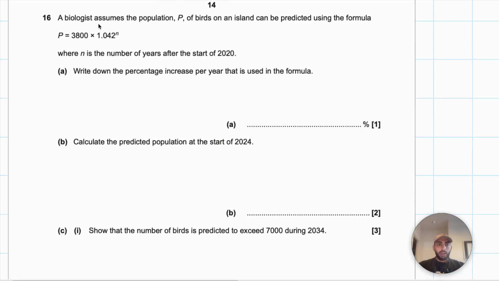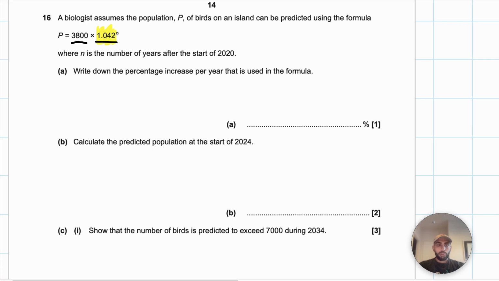Question 16. A biologist assumes the population P of birds of an island can be predicted using the formula. So this is the compound interest formula. This is my original number. This is my decimal multiplier. And this is the amount of repetitions that we have, where n is the number of years after the start of 2020. That's when we're starting from. Write down the percentage increase per year that is used in the formula.